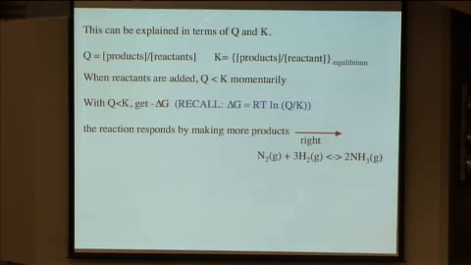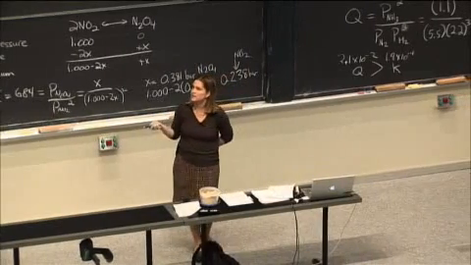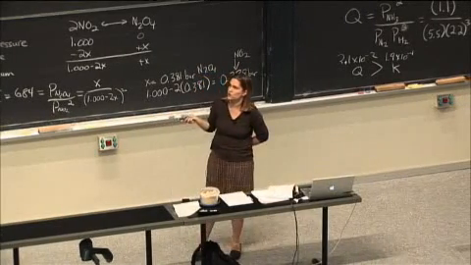So some people like to think about this in terms of delta G equals RT natural log of Q over K. So you think about if Q is less than K, what sign you have for delta G, and that tells you whether the reaction is spontaneous in the forward or the reverse direction.